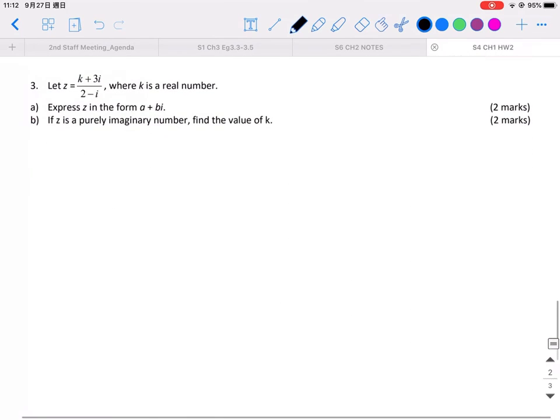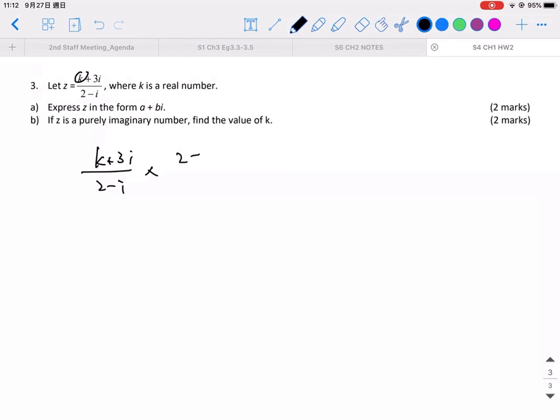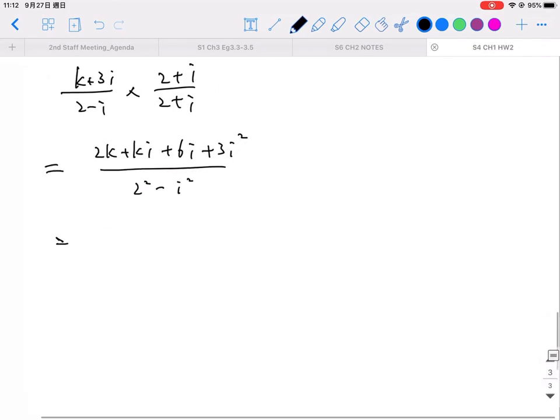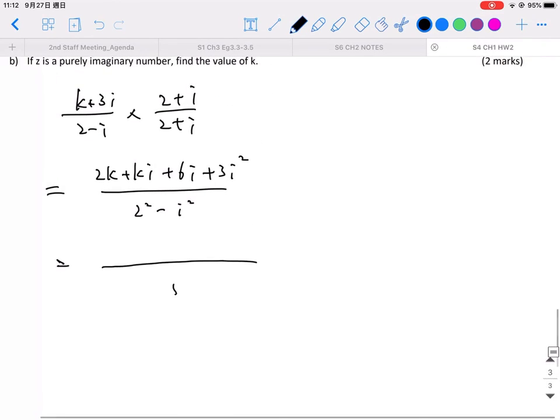And for the last question, which is similar to before, but this time we have k, we just treat it as a normal constant. It's okay. So for the first step, just multiply by 2 plus i over 2 plus i, which is the conjugate of 2 minus i. For the denominator, it will become 2 squared minus i squared. And for the numerator, it will be 2k plus ki plus 6i and then plus 3i squared. Therefore, the denominator will become 5.